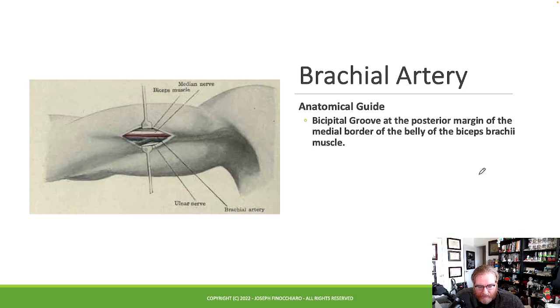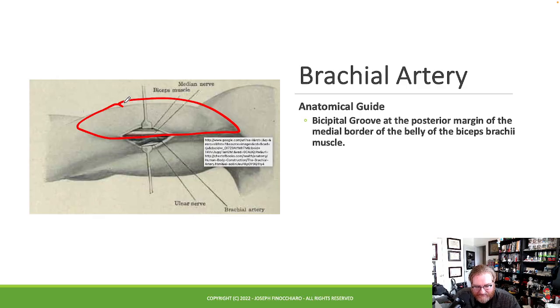So the anatomical guide for the brachial artery is the bicipital groove at the posterior margin of the medial border of the belly of the biceps brachii muscle. The moral of the story is get the bicep, open things up, find the bicep, and then you find the medial border, and this thing should be right underneath, and there should be a little cutout, a little groove where things fit, and it's passing right through that.